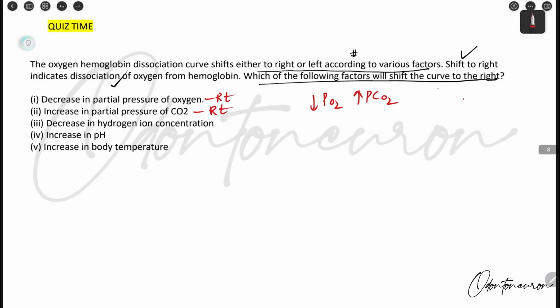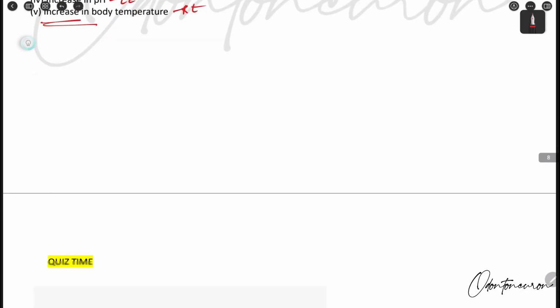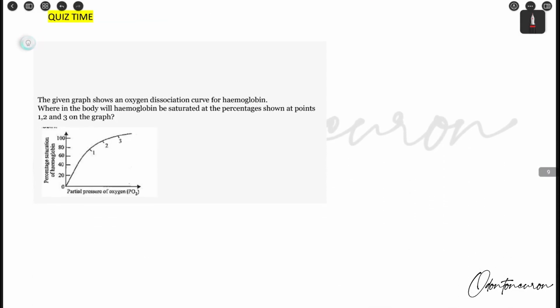Decrease in hydrogen concentration means it will shift to left because it's decreased, no? Increase in pH means again a decrease in hydrogen concentration, so it is left. Increase in body temperature means the curve will shift to right. Clear? So simple question. This question is important.